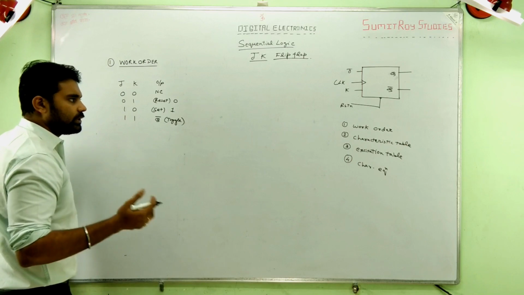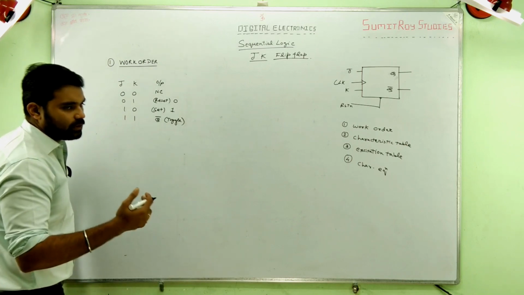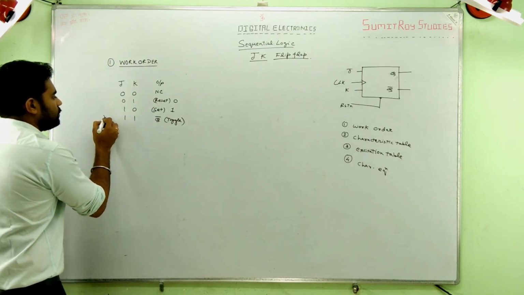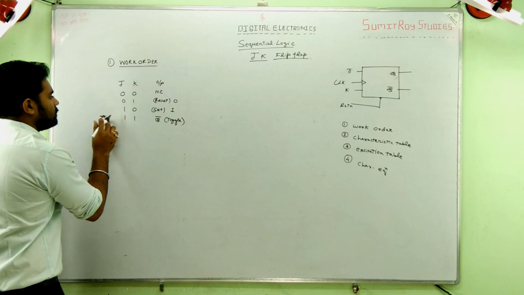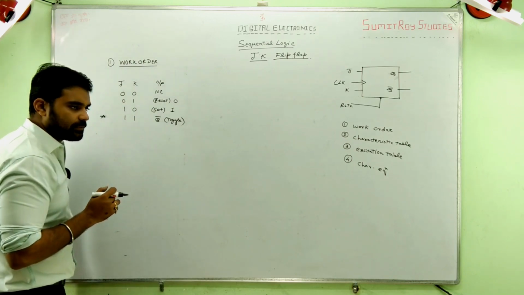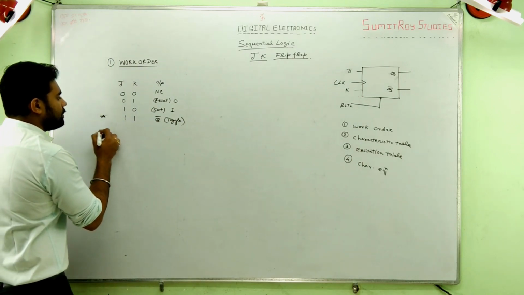It will be inverted. Whatever is the present output, the next output will be inverted. If it is 0, it will be 1. If it is 1, it will be 0. So that is the new thing that is added. In SR flip-flop, we were facing that it remains indeterminate. In this, it is toggled. Based on this, the characteristic table.